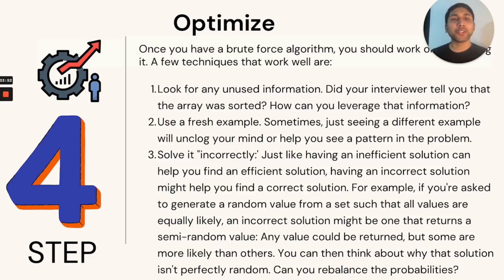Try to look for any unused information. Try to use a different example. Okay, let me take a different example and see if I can think of a different approach. If you're getting stuck, try to see what all possibilities exist. Try to see if there is duplication here. Sometimes one single operation is running over and over, and that should not have happened.